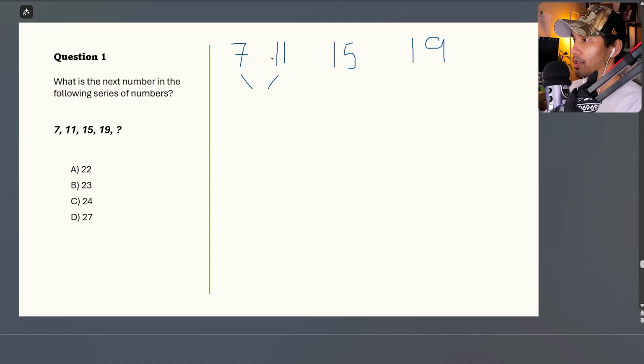What do I have to do? What operation do I have to do to get to 11? And that is plus 4. Okay, we're finding the differences between each term.